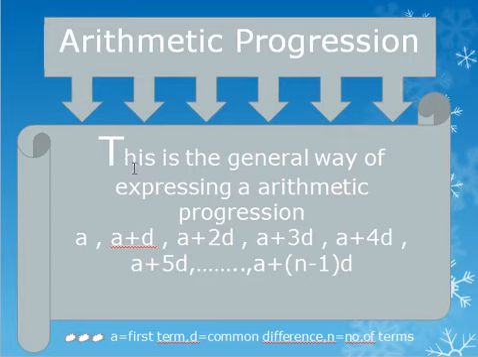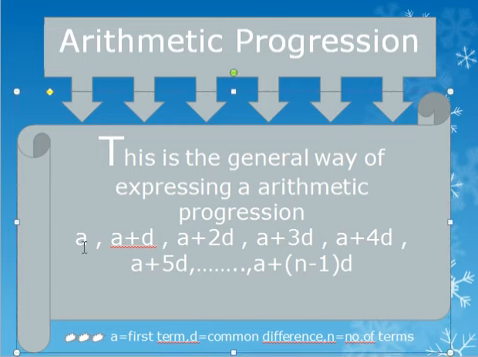This is the general way of expressing arithmetic progression. There should be a general way of expressing everything, so we are going to express this arithmetic progression in a general way. The general way of expressing this is a, a plus d, a plus 2d, and I mentioned earlier that in arithmetic progression there should be a common difference.